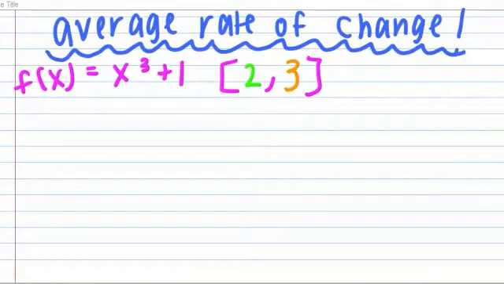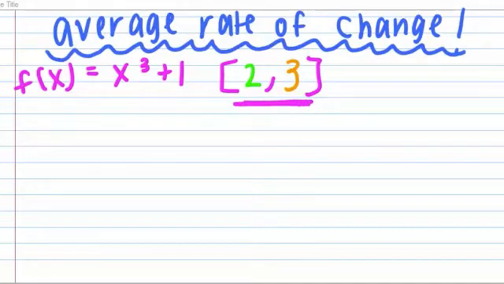Today I'm going to teach you how to find the average rate of change for the function f of x equals x cubed minus 1, and the interval that is given is 2, 3. So to find the average rate of change, we need to know our x values and our y values. And we're already given our x values, 2 and 3, but we have to find our y values.